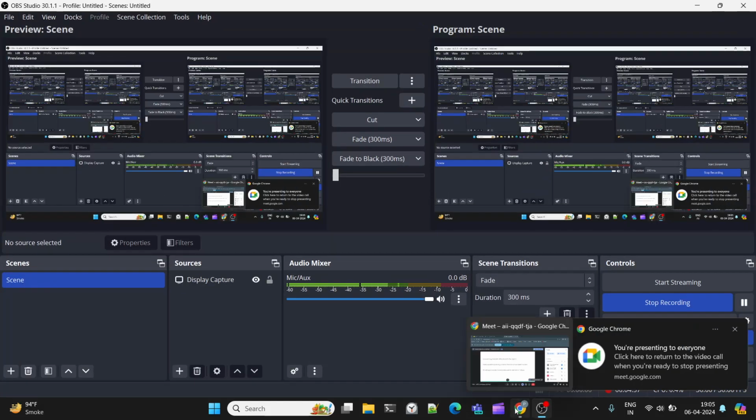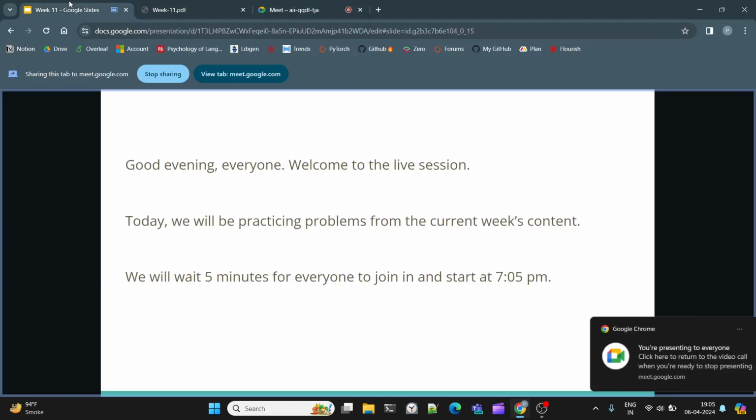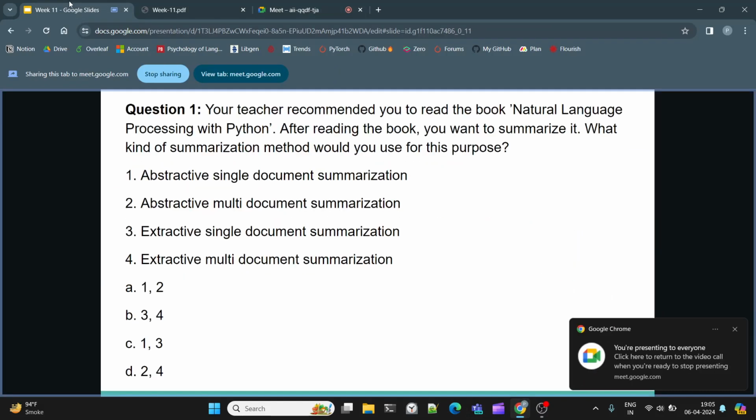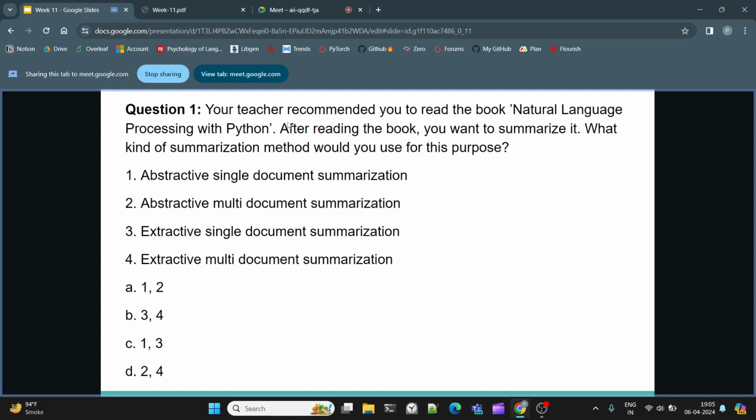Okay, good evening, everyone. We'll get started. So the first problem we have for today is this problem. I'll read the problem. One of your teachers has asked you to read this book, and after reading the book, you have to summarize it. So we have to answer under which category of summarization this would come.